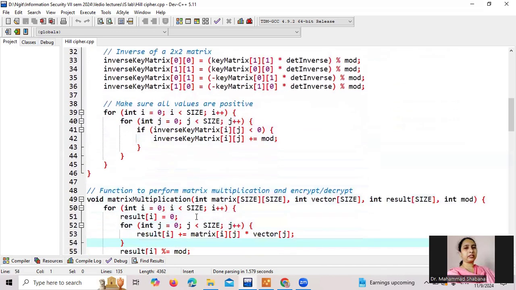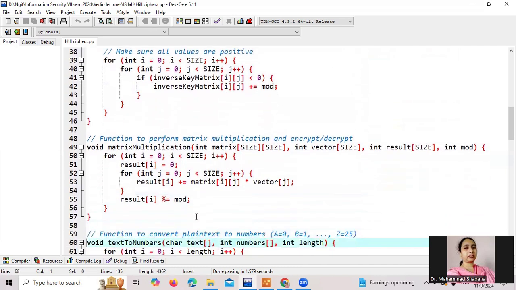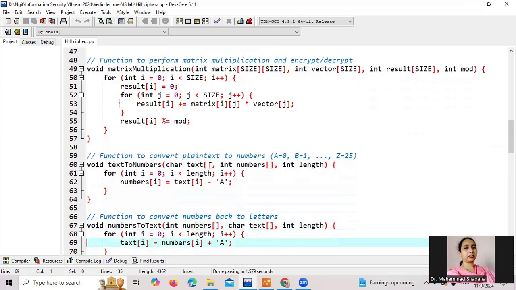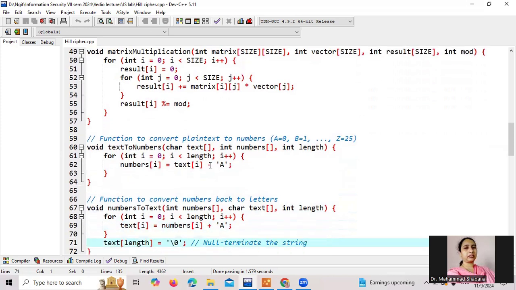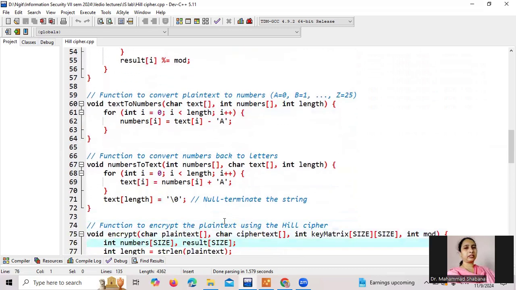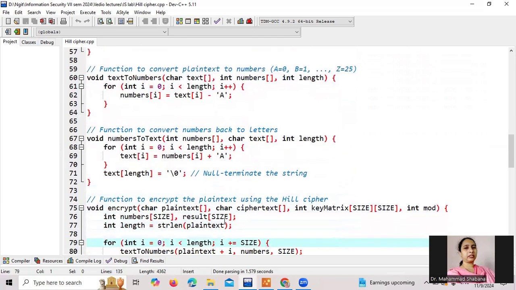Next, we will perform the matrix multiplication for encryption and decryption. This performs matrix-vector multiplication used in both encryption and decryption to multiply text vector blocks by the key or the inverse of the key matrix. These are the text conversion functions we are using. Text to numbers converts letters A to Z to numbers 0 to 25. Void numbers to text converts numbers 0 to 25 back to letters A to Z.